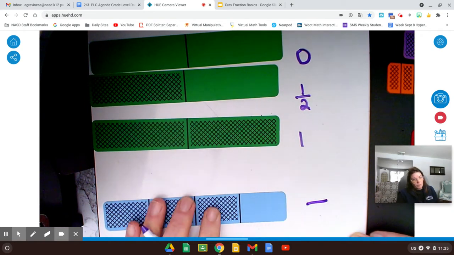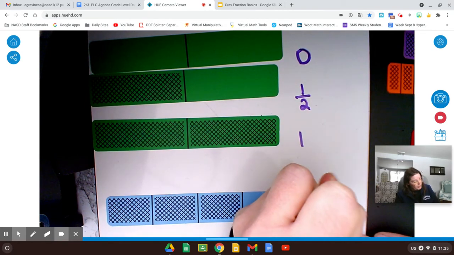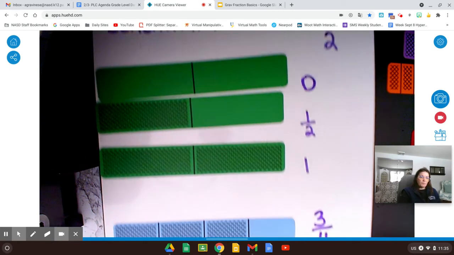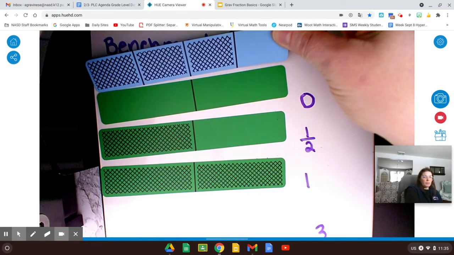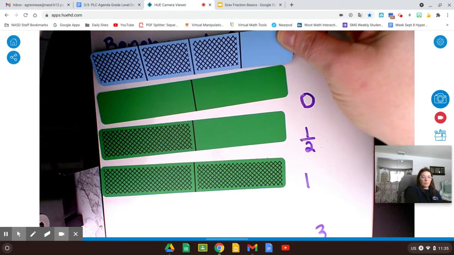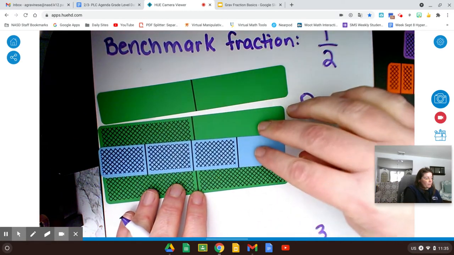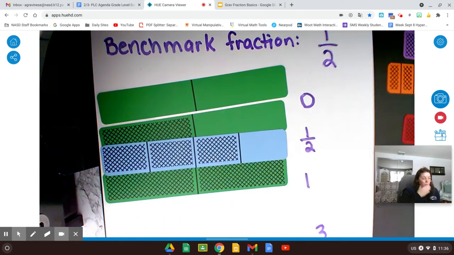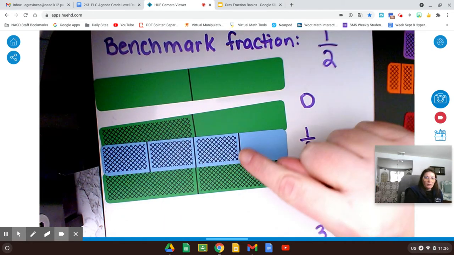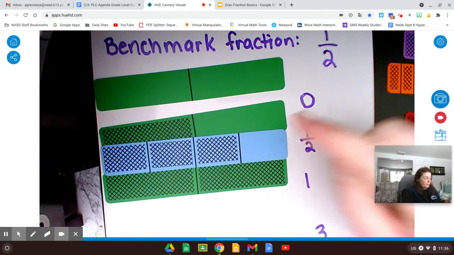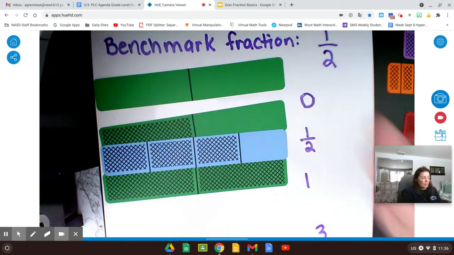For this fraction, I have 1, 2, 3, 4 equal parts and 3 shaded in, 3/4. So what is it closer to? I can eliminate 0 because we definitely have some shading happening there. So is it closer to 1/2 or 1? Well, for this one, it's actually right in the middle of my second half, if that makes sense. So here's the second half, and it's in the middle.